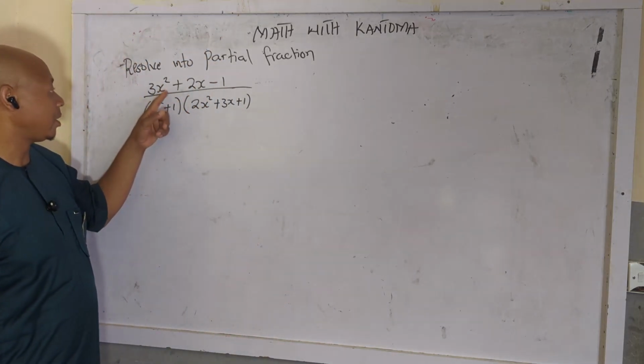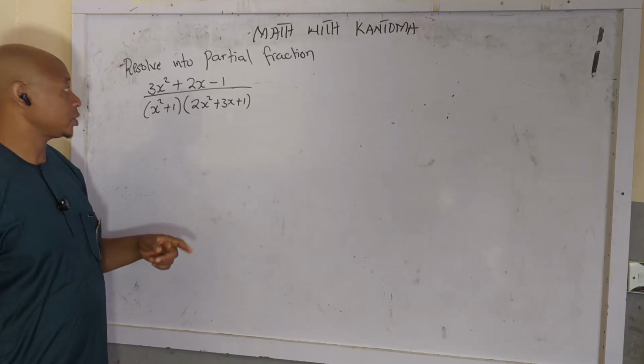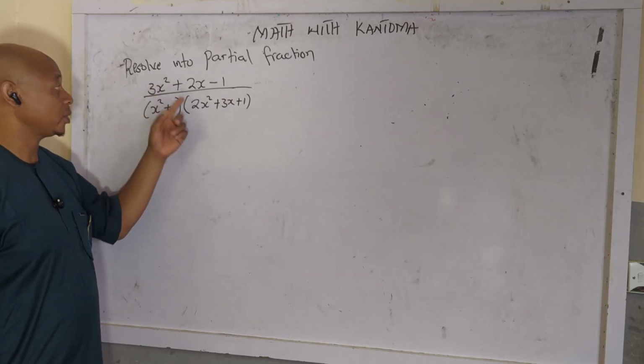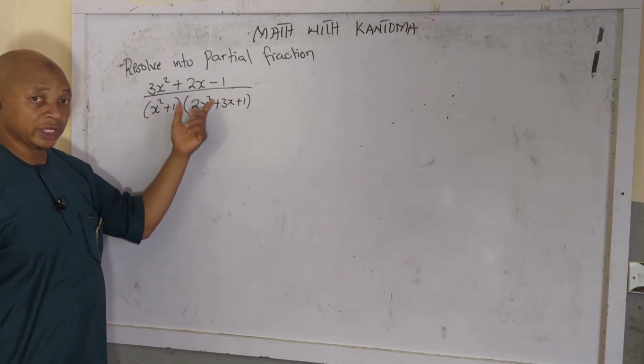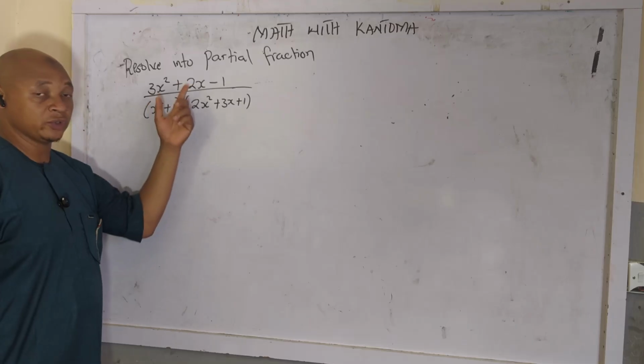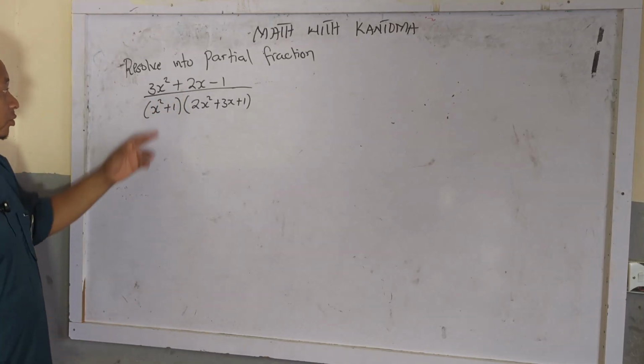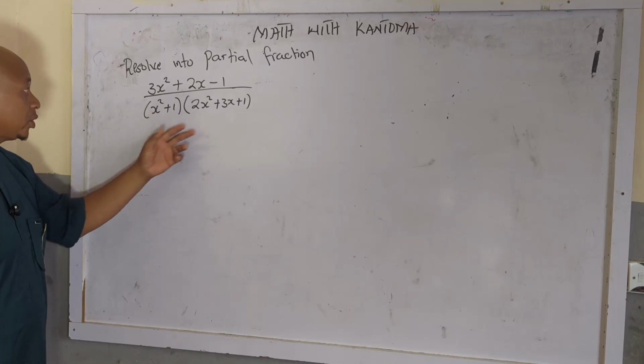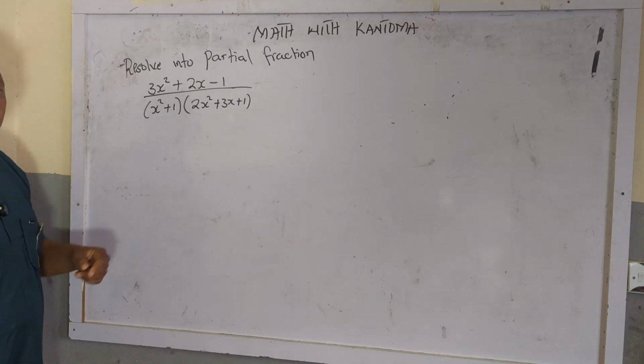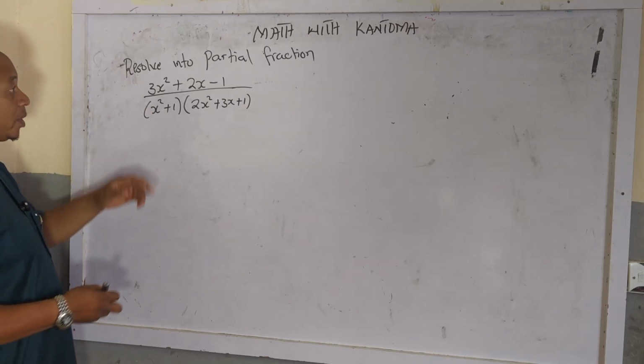If you look at this, the powers are equal. So there is no difference. So the numerator is not greater than the denominator. Had it been greater than the denominator, then we are going to divide using the long division. So now since they are equal, and if we open this bracket, we see that the denominator is even more than the numerator. So we can resolve this now into partial fraction.